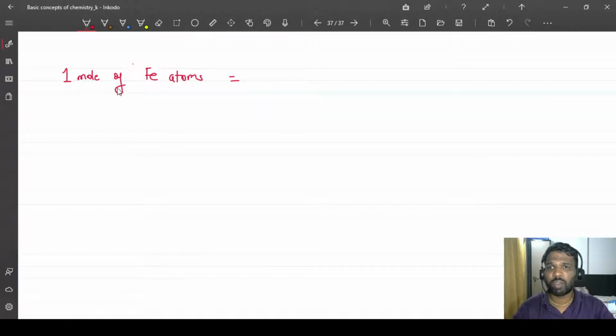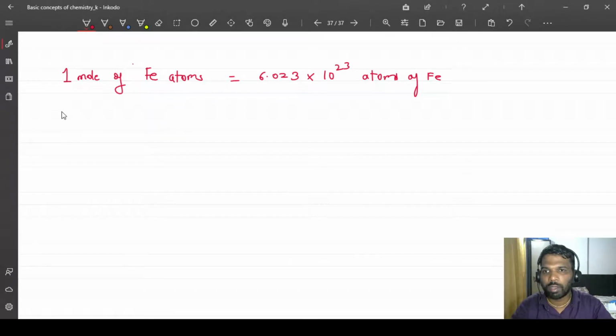Just understand, 1 mole of Fe atoms is equal to 6.023, you can write this 22 or 23 also. 23 is very easy. 6.023 into 10 raised to power 23, because 23 and 23, this is easy to remember. These many atoms of iron, atoms of Fe.